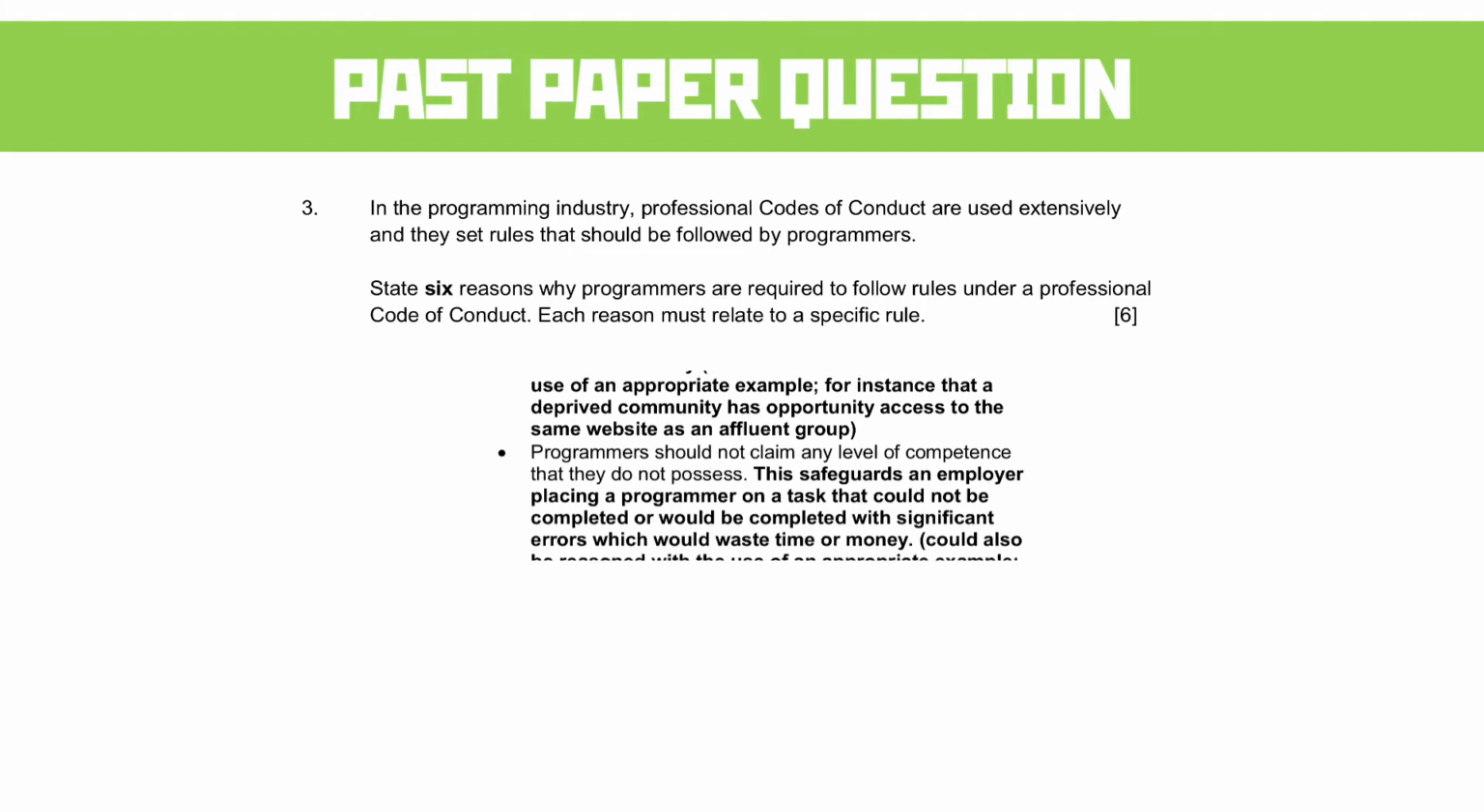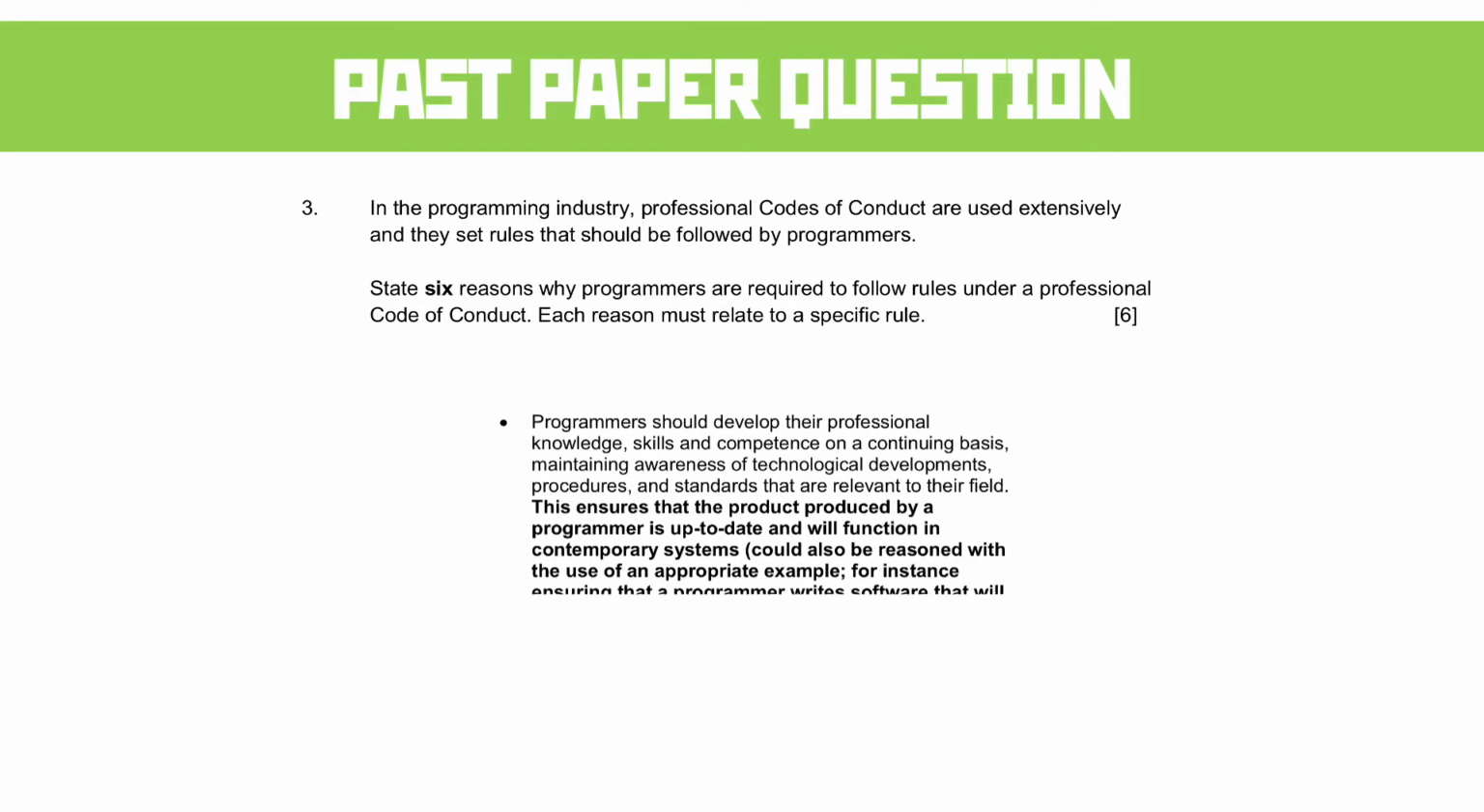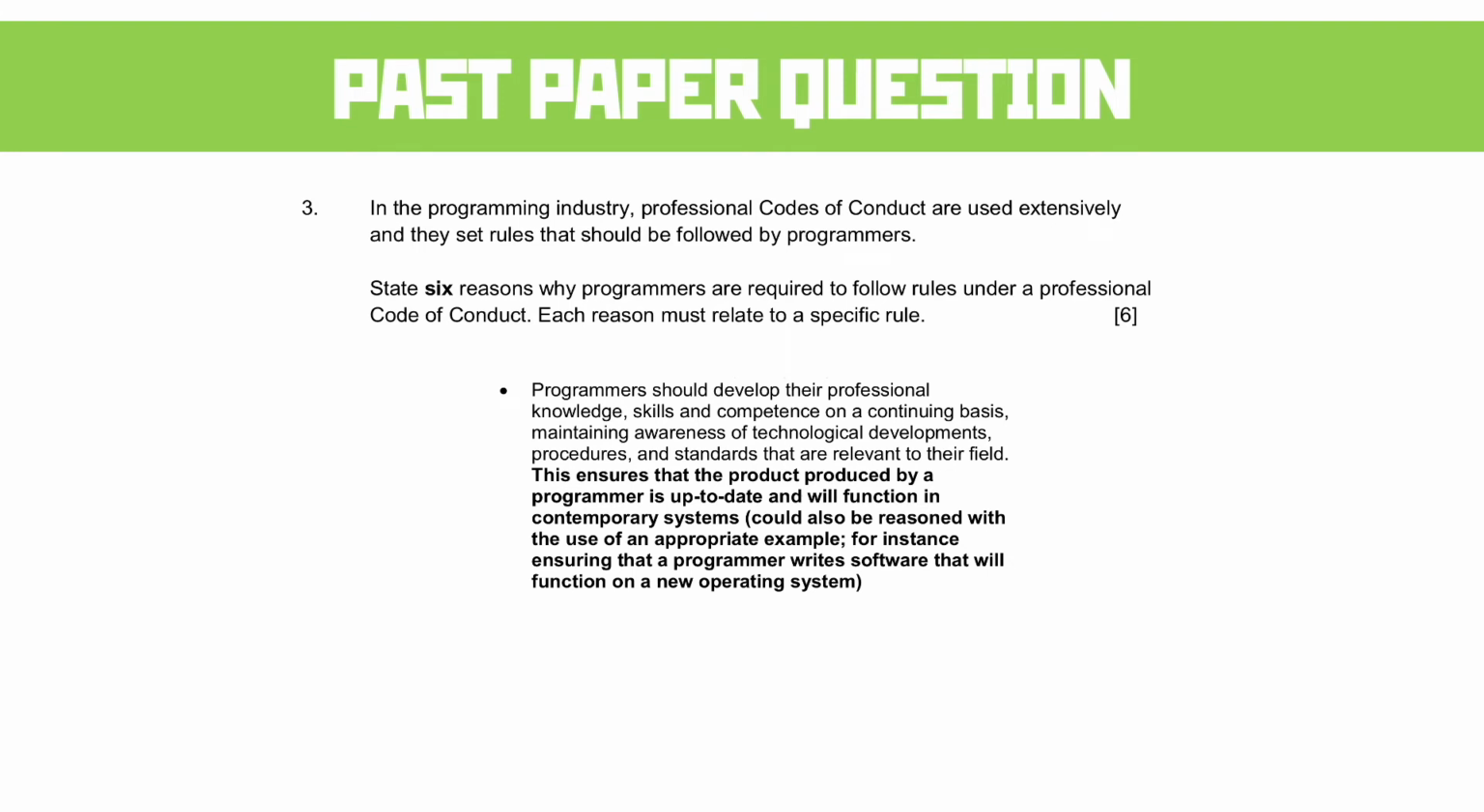Programmers should also not claim any level of competency that they don't possess, and that safeguards your employer from placing a program on a task that they can't complete or would need to be trained to complete or may complete poorly. Programmers should develop their professional knowledge ongoing, and this ensures that products are contemporary and modern. You wouldn't want somebody that trained in the 1970s and didn't look at a single piece of modern computer code since then to be building your new web app, because it would probably be command line and it would probably be written to run on DOS.